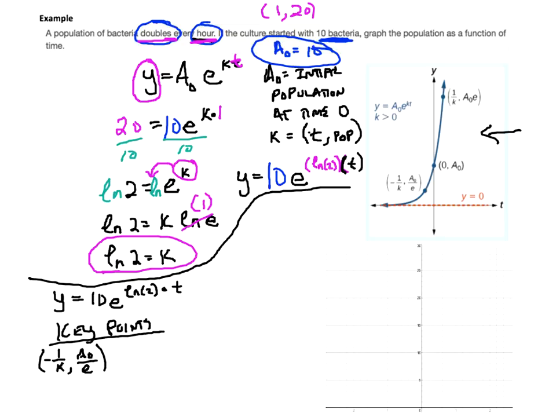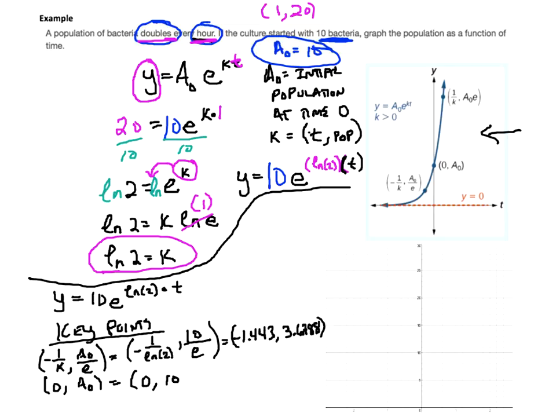So that first key point for this particular model would be -1 over the ln of 2 and 10 over e. And when you put those into your calculator, since we're putting this onto a graph, it'd be much easier to have it as decimals. So I put this into my calculator and found out that this is -1.443 and 3.6788.